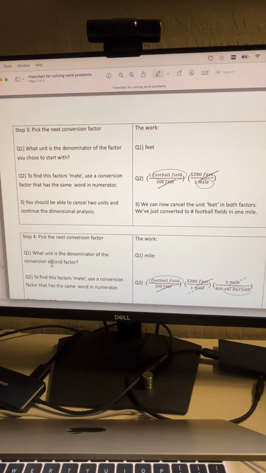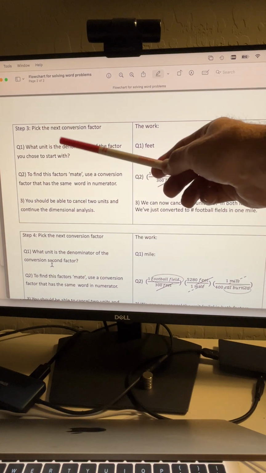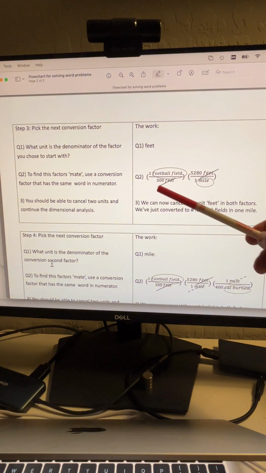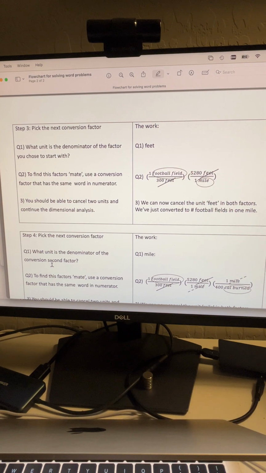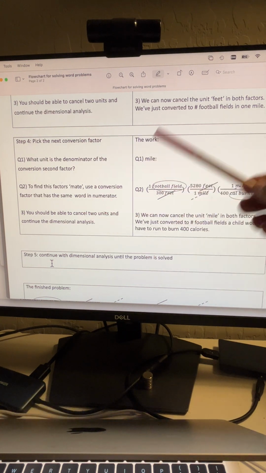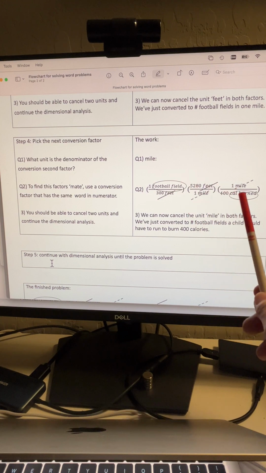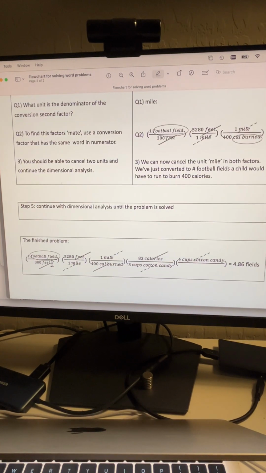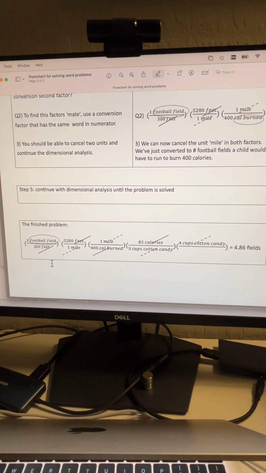But I show you. Step 3, I'm going to leave you to read and think about this because we've done a lot of practice. Pick the conversion factor, see how they cancel feet. And then I even circle the ones that are left over. And then I give you the questions and the answers for the next conversion factors, and I cancel them, and I put, because this is important, what words, what units are left over? That's always very important. And there's the whole finished problem, and it's 4.86, and you got it in class the other day.